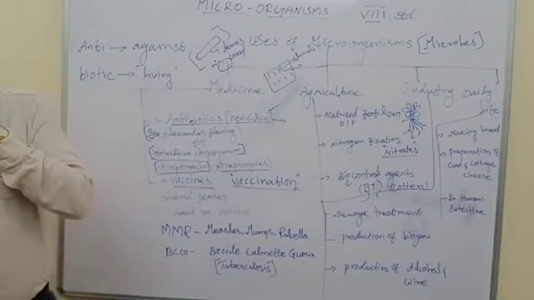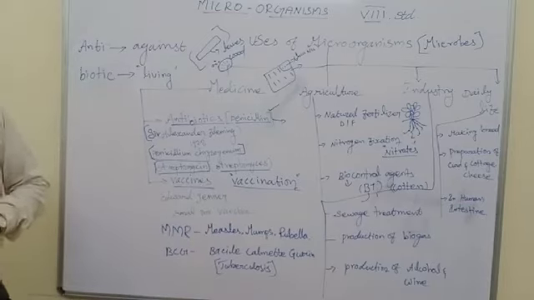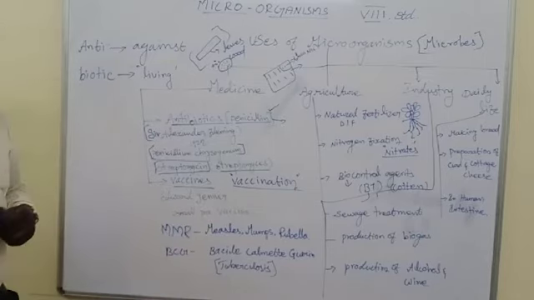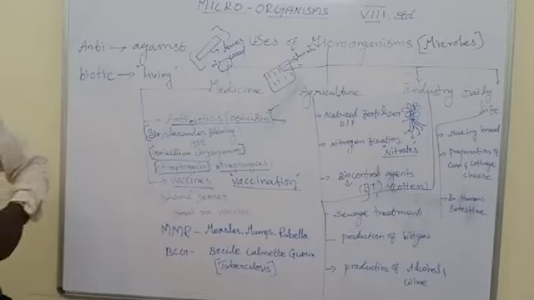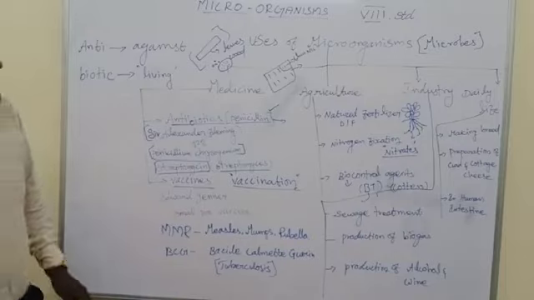And then Trichoderma. Trichoderma helps to protect roots and control plant pathogens. Trichoderma. And then the next one, Baculovirus, attacks insects and other arthropods. And next, industrial.